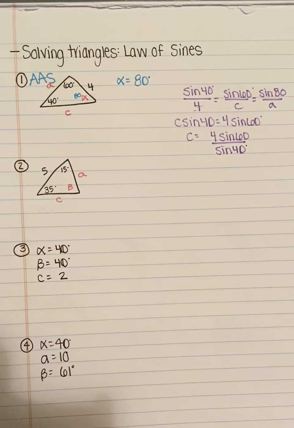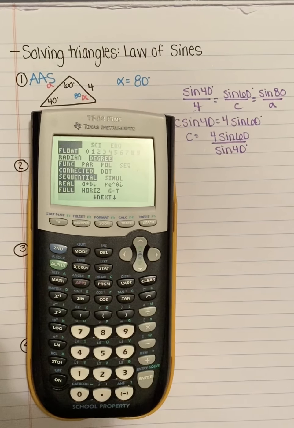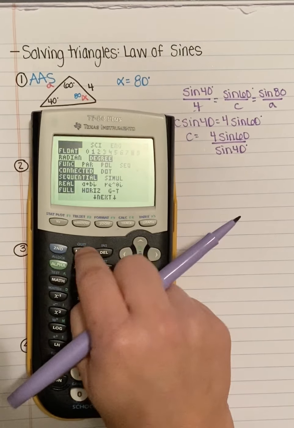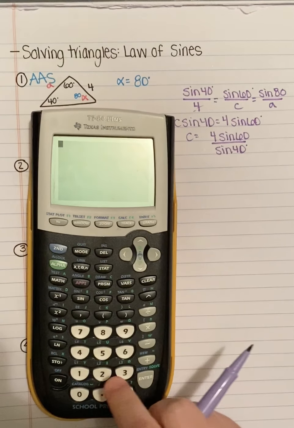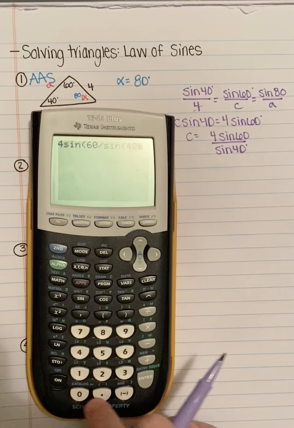And this right here is just going to type into my calculator in order for me to find out what c is. All right, so here's my calculator. First thing I need to make sure is that my mode is in degree mode. And my mode is in degree mode, so I can go back to my home screen and just type this in. So this is 4 sine 60 divided by the sine of 40.